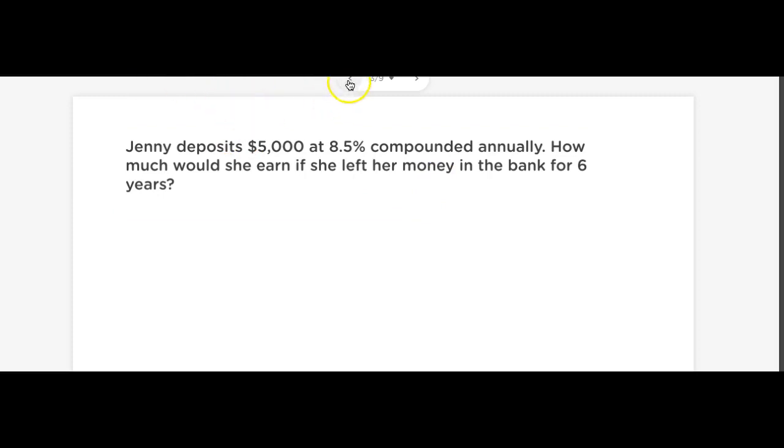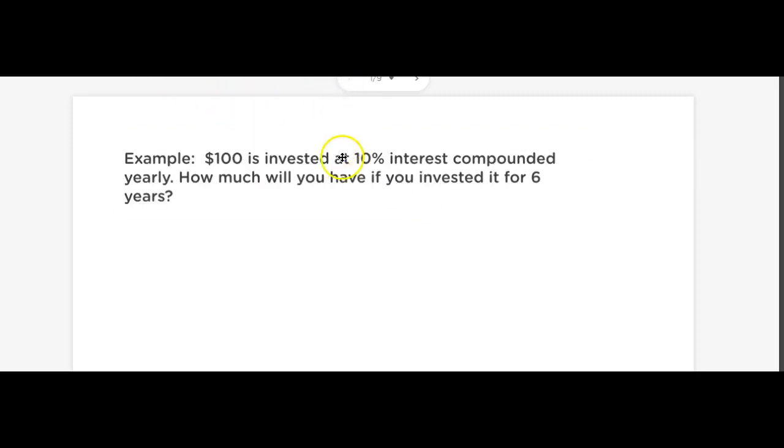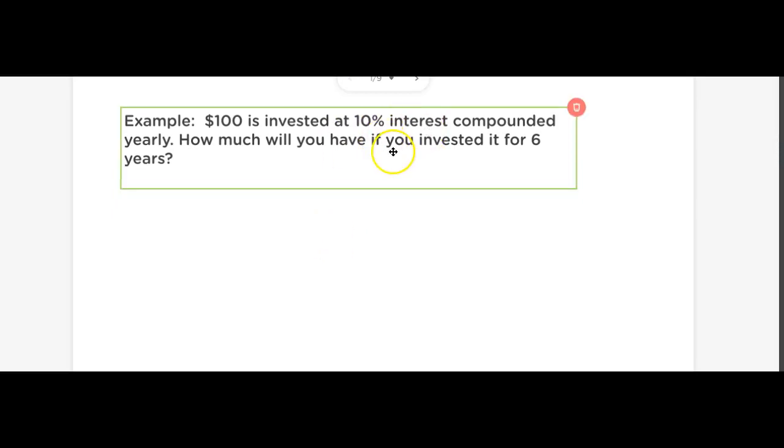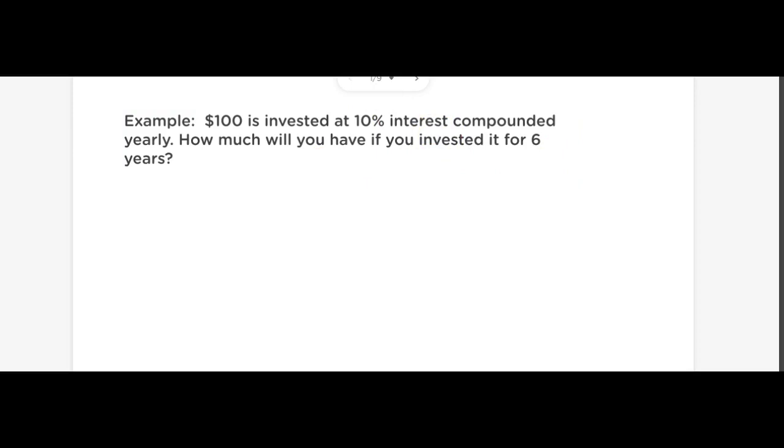All right, I want to go over to my first one. It says, example, $100 is invested at 10% interest compounded yearly. How much would you have invested for 6 years? First and foremost, if I'm looking at this problem, I know that my principal is 100. My rate is, I know this by heart, I want you guys to use the calculator to help you, 0.10, and my time is going to be 6 years. Okay, what else do I know?